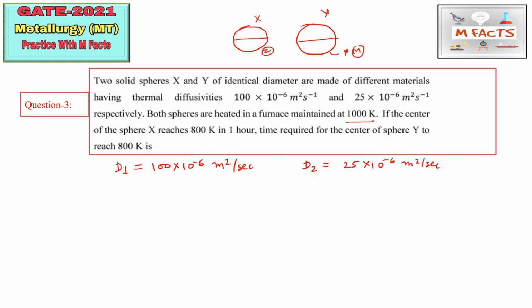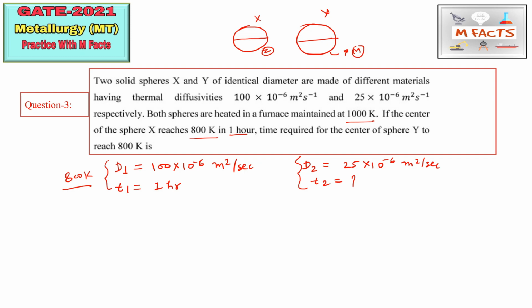If the center of sphere X reaches 800 Kelvin in 1 hour, so this T1 is given for reaching 800 Kelvin, they are asking how much time sphere Y will take to reach 800 Kelvin. So you need to find this T2.